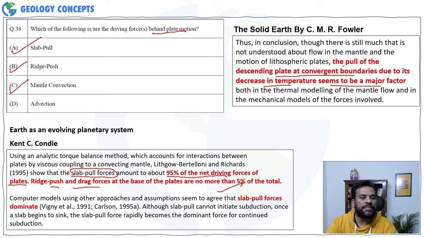A and B is definitely the answer. It remains to be seen what IIT Kharagpur gives as the answer. But C can also be the answer, because you can find some books that will give you text in support of mantle convection. There are some scientists who believe that mantle convection is not playing any significant role. But again, we'll see. A, B, C or A, B can be the correct option here.